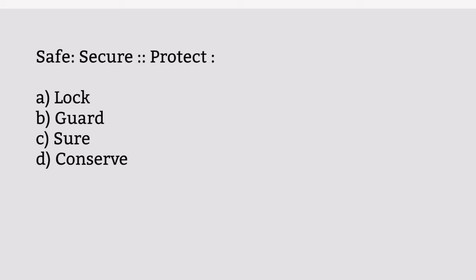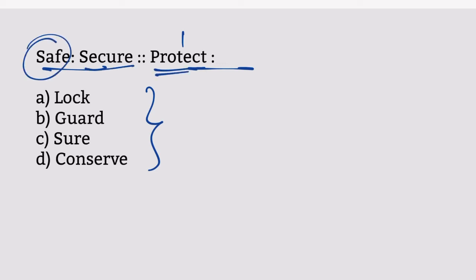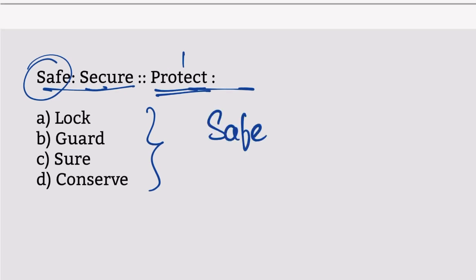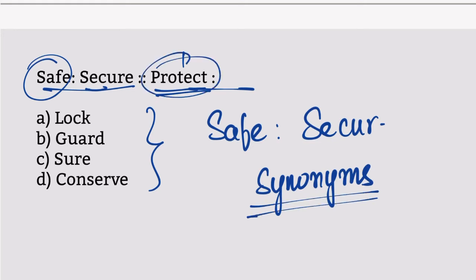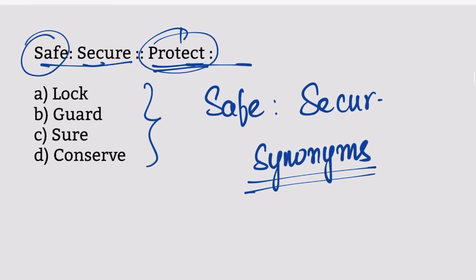Next, once again we'll have to look at the words and try to identify the relationship between the words. We have to identify the relationship between the existing words and try to predict the relationship of this word with one of these words. Now they say safe, secure and protect. So safe, secure, it's kind of synonyms. Words with the same meaning. Now which is that word which gives us a similar meaning with regard to protect? So lock, guard, sure or conserve. Definitely not conserve, it is totally different.